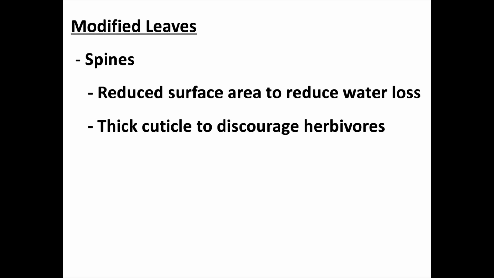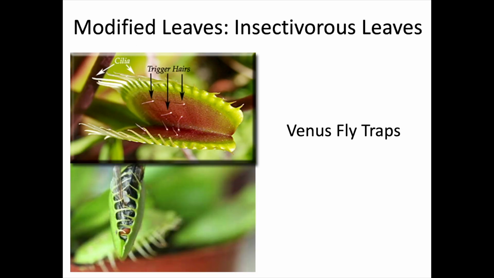Another type of modified leaf is something called an insectivorous leaf. So yeah, insectivore means eating insects, and it's exactly what you're probably thinking of. It's the Venus flytrap. So this is a modified leaf that has touch-sensitive trigger hairs on the inside. A fly or some other sort of insect comes in, it clamps shut, and then it digests this fly. This is not the only way to be insectivorous, this sort of trap mechanism.